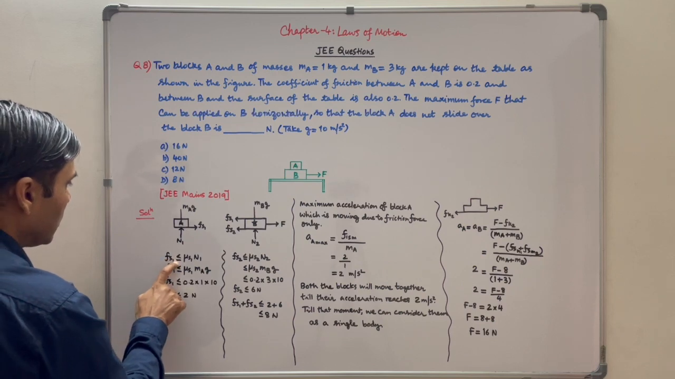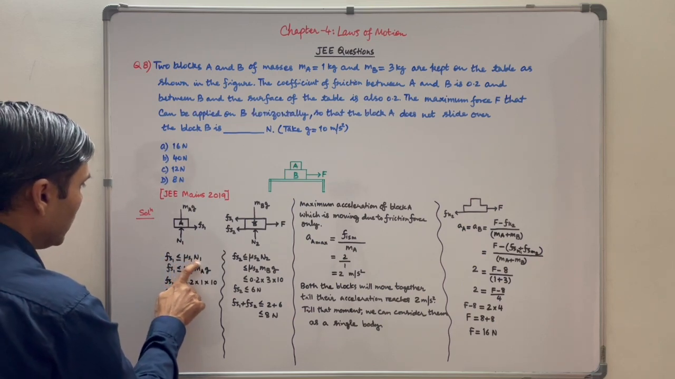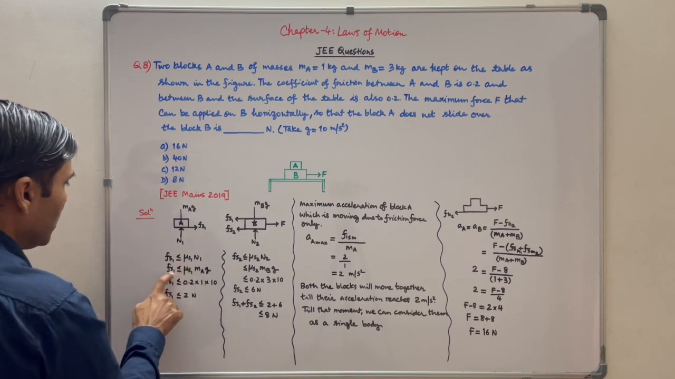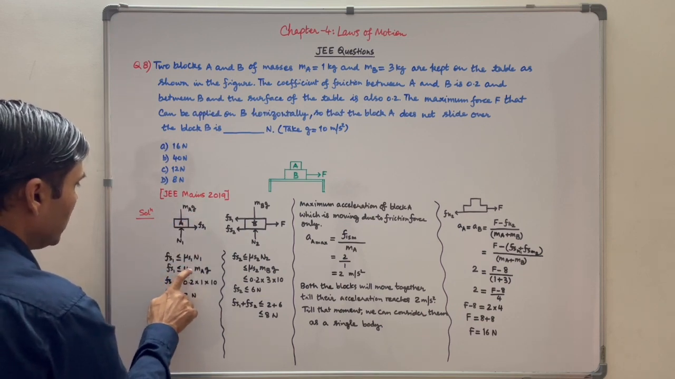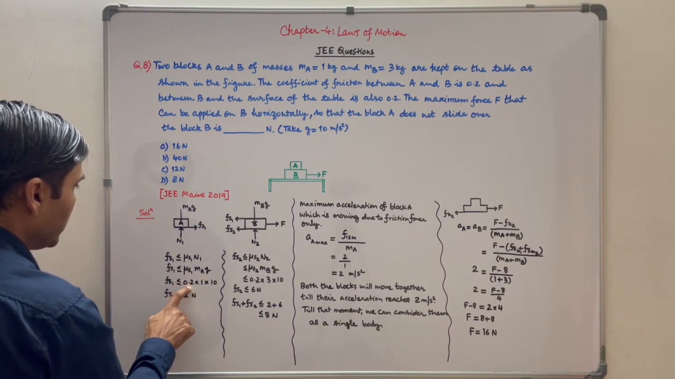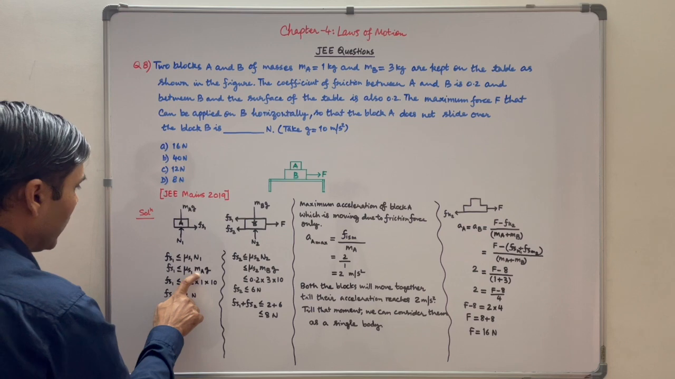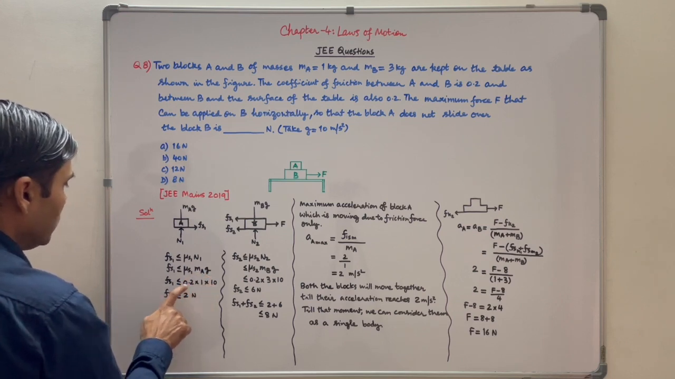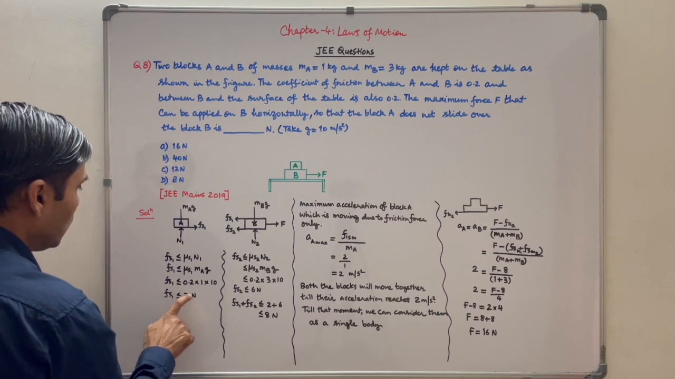Fs1 is less than or equal to mu s1 into N1, and N1 is equal to Ma into g. So Fs1 is less than or equal to mu s1 into Ma into g. Value of mu s1 is given as 0.2. Ma is equal to 1 kg and g is given as 10 meter per second square. So Fs1 is less than or equal to 2 Newton.